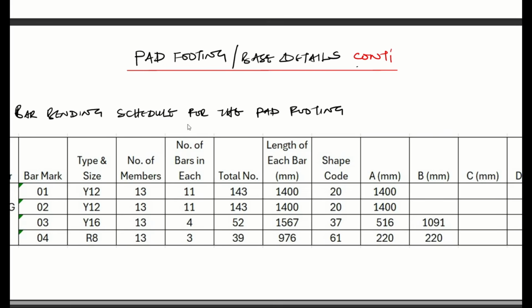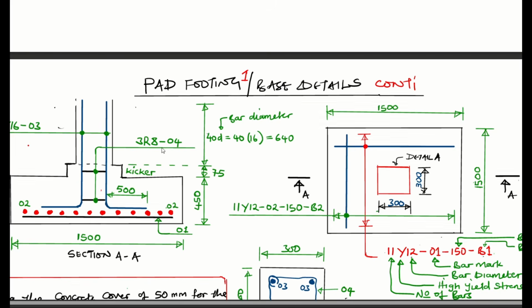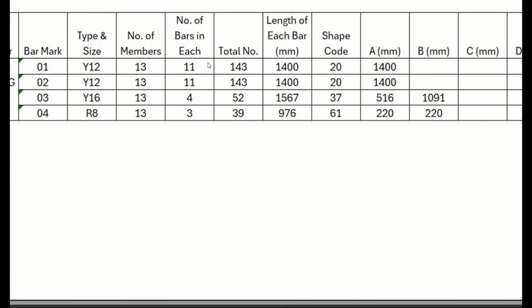Alright, so now we're dealing with bar mark 3. The type and size, it's Y16. The number of members, like I said, 13. The number of bars in each, you come here to check for the number of bars in each. So here we're given that the number of bars is what? 4. So on the number of bars here, in each, you're going to put 4. 4 by 13 to find the total number, 52.